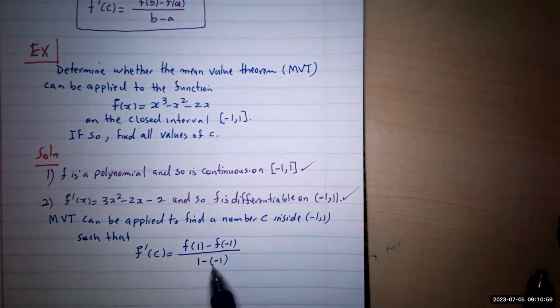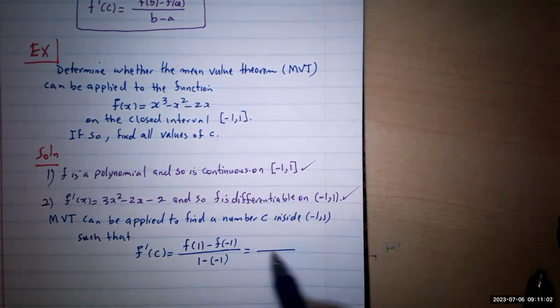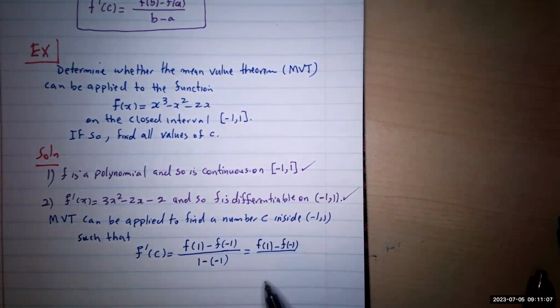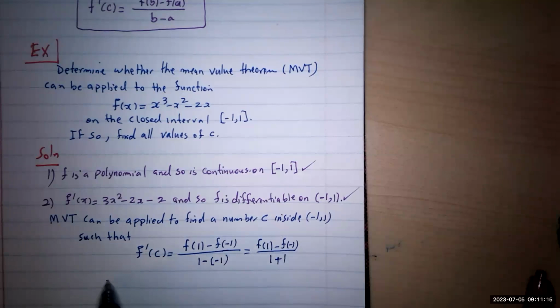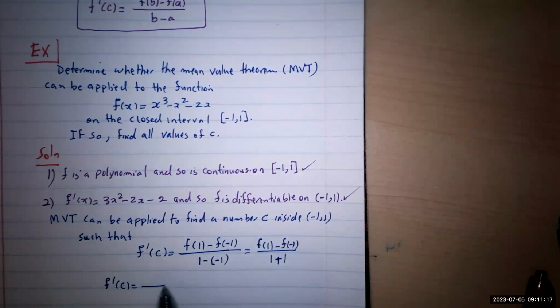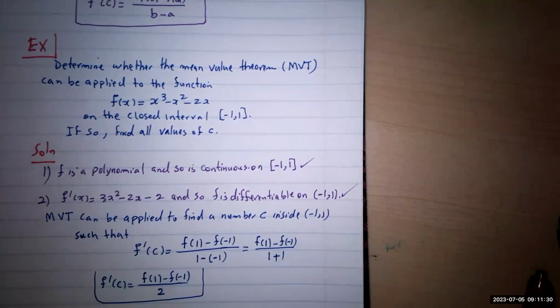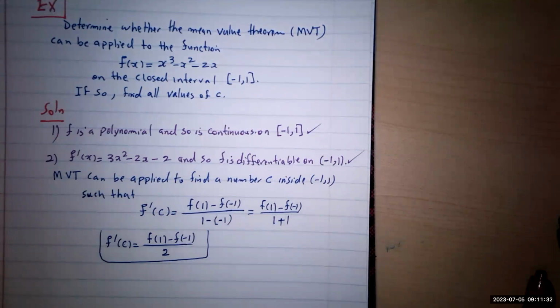Now stay to the right and simplify the bottom. That gives you f of 1 minus f of -1, divided by 1 plus 1, which is 2. So this is your equation: f prime of c equal to f of 1 minus f of -1 divided by 2. Your job is to bring f of 1, bring f of -1, and f prime of c, and substitute in the equation and get the c done.